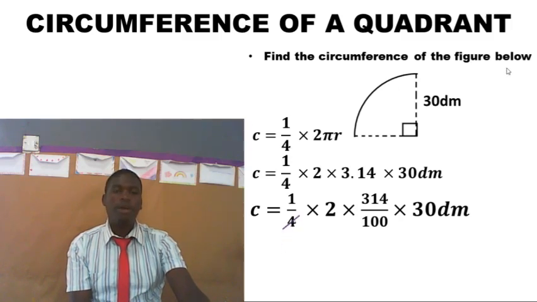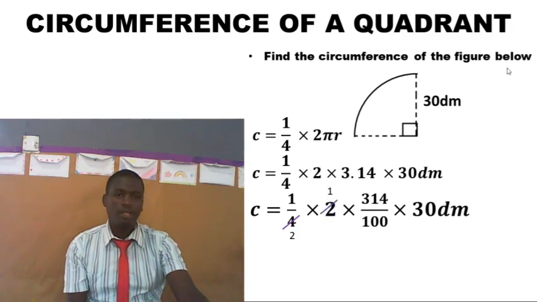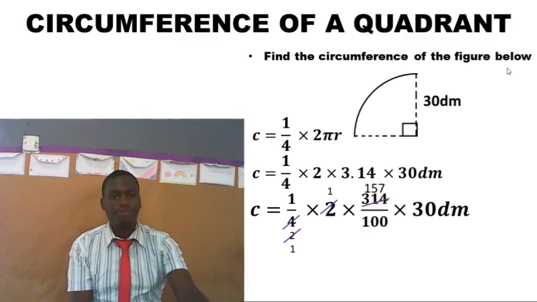Yes. By 2 there, we shall get our 2. That is 4 divided by 2, you get 2. 2 divided by 2, we get our 1. Let's go to the next. We simplify by 2 here, we shall get our 1. Then 314 divided by 2, we get 157.